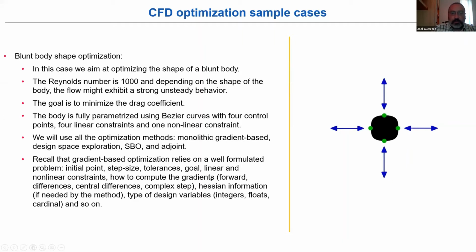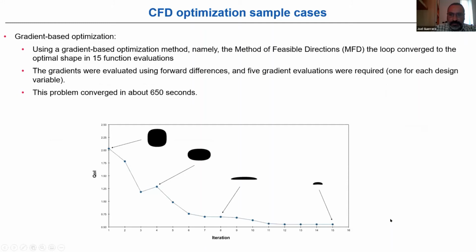We're going to use all the methods that we talked about. The first one is the gradient-based method. Remember that gradient-based depends on formulating your problem: starting point, gradient, step size, the method, everything. In this case, we over constrained the problem, and starting from this starting point, we get to this geometry. But this is over constrained. This is the best case, the best drag reduction.